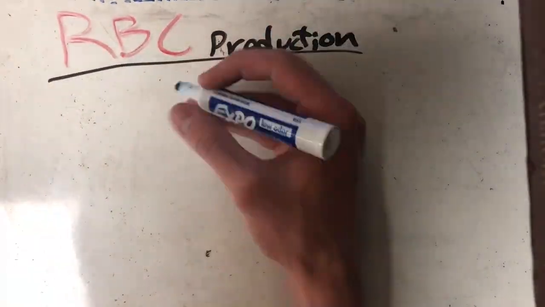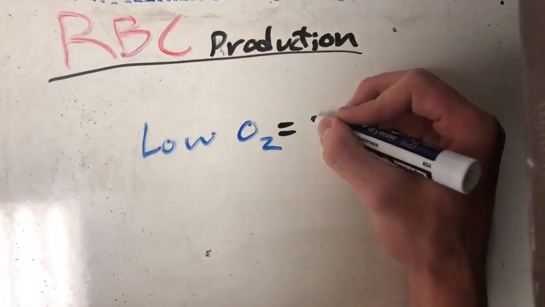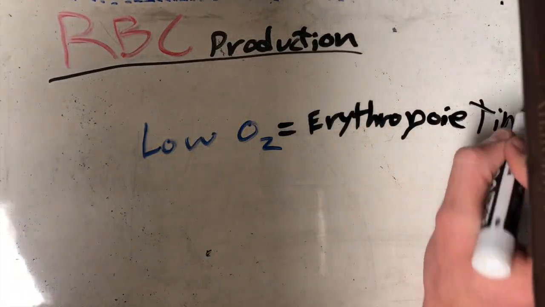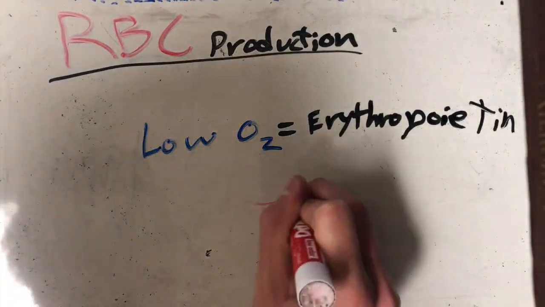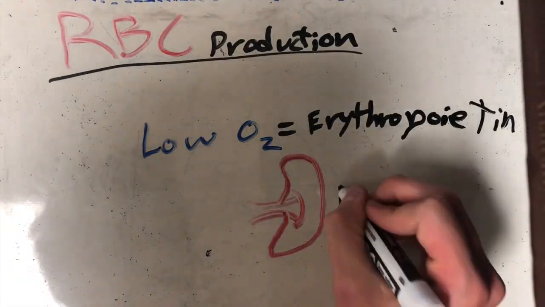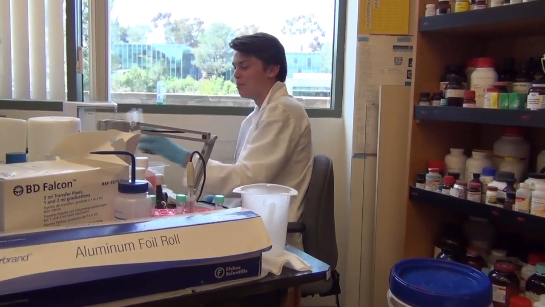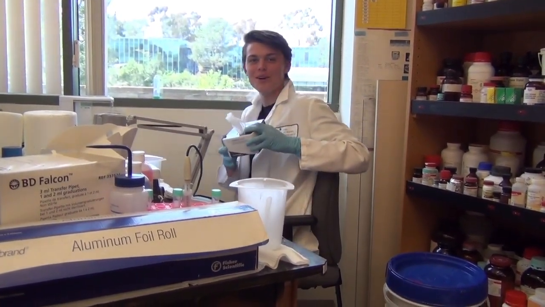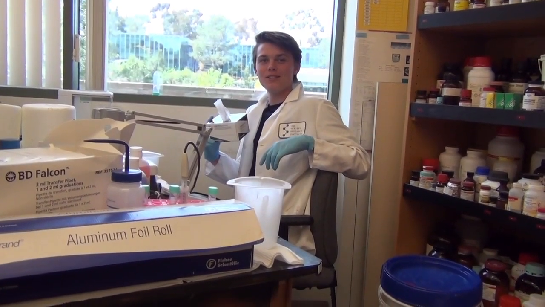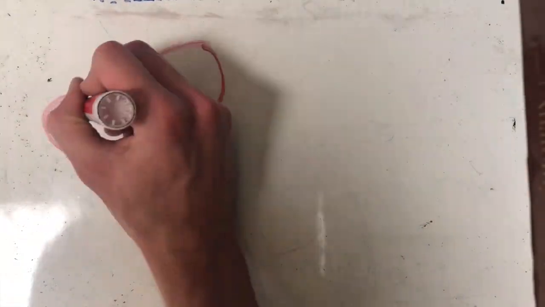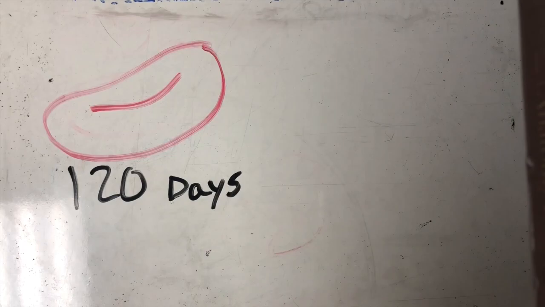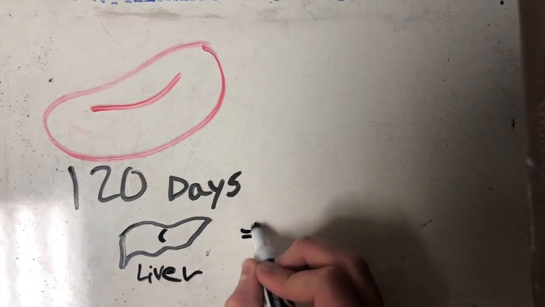The hormone that controls the production of RBC is called erythropoietin, and it's released from the kidneys. Low oxygen in body tissues causes erythropoietin release. Body tissues with low oxygen cause the production of red blood cells. Red blood cells usually last around 120 days before they are too damaged to function properly.